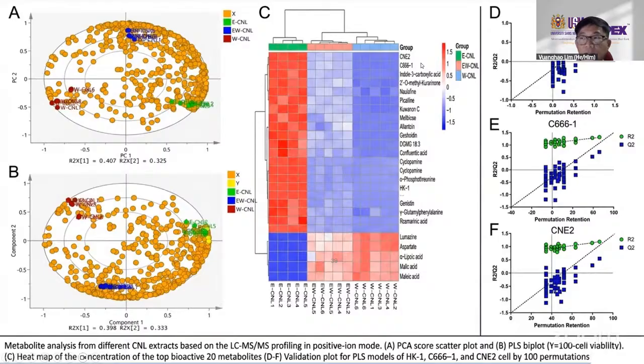So we did a heat map from the PCA score and also PLS-DA plot together with the permutation test. Basically it shows that some of the compounds are upregulated and some are downregulated, depending on the plant extracts and the compounds that are responsible for the particular activity against the MPC.